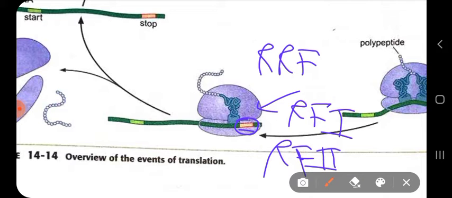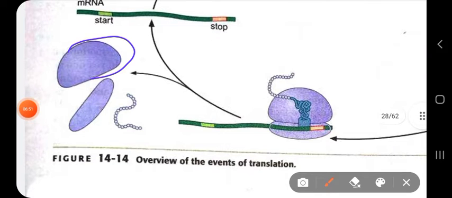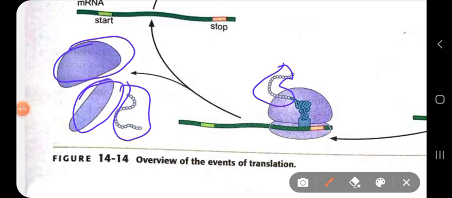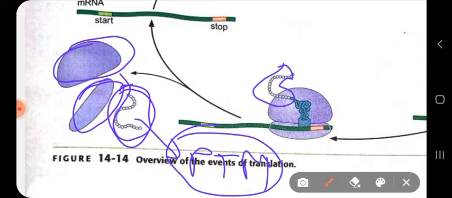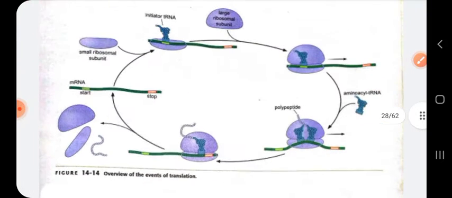Okay, so to terminate the process, the ribosomes are disassembled again. The polypeptide chain is also dissociated from the ribosomes and is now destined for post-translational modification. The ribosomes are now destined for the next round of translation. So in this way, your whole translation process works.